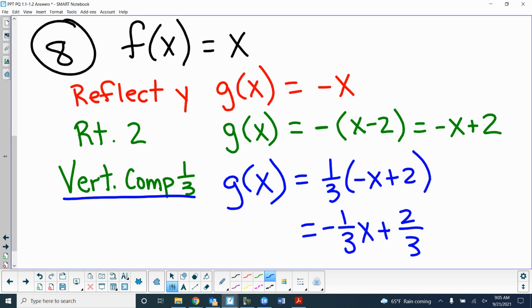Reflecting about the y, moving it right 2, and doing a vertical compression, so making it a little shorter and wider. So one at a time, and simplify each time. Okay? Get it? Got it? Got it.